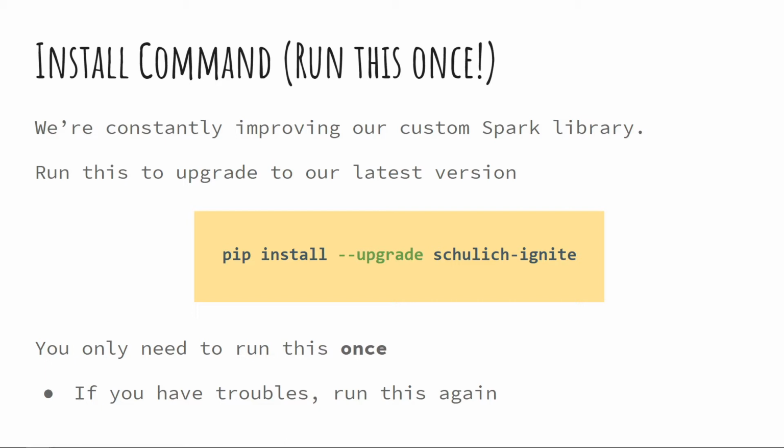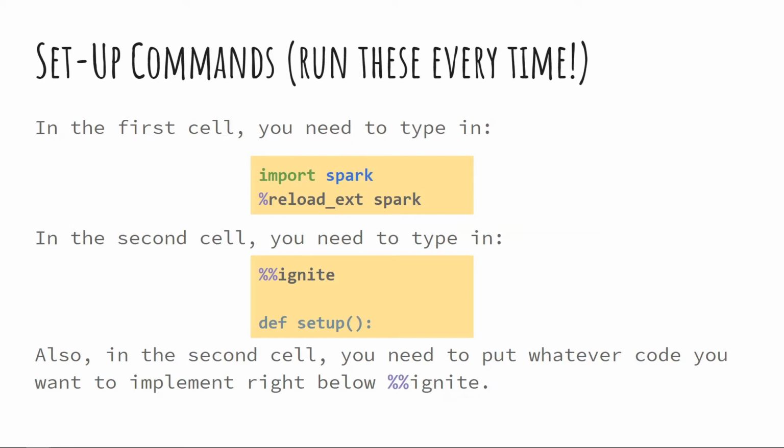So I'll show off that command, but I'm also just going to talk about the setup commands that we'll need to do. So these ones you will need to run every time you want to make a drawing. So in the first cell, you'll need to type import spark, followed by %reload_ext spark. And in the second cell, you need %%ignite. And then after that comes the code that you are actually doing. So we need to make sure that those are there in order for our code to work.